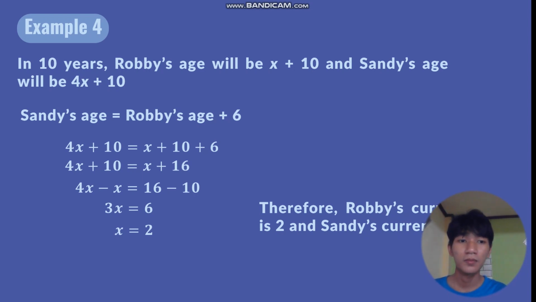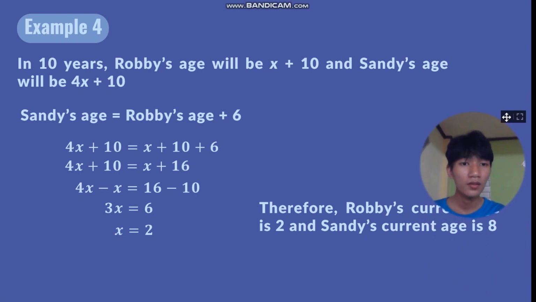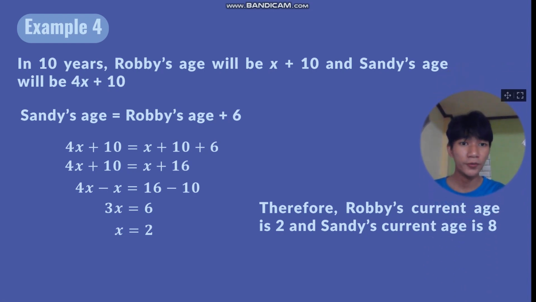So Sandy's age is Ruby's age plus 6. And the mathematical model is 4x plus 10 is x plus 10 plus 6. 4x plus 10 is x plus 16. 4x minus x is 16 minus 10. So 3x is 6 and the value of x is 2. Therefore, Ruby's current age is 2 and Sandy's current age is 8.